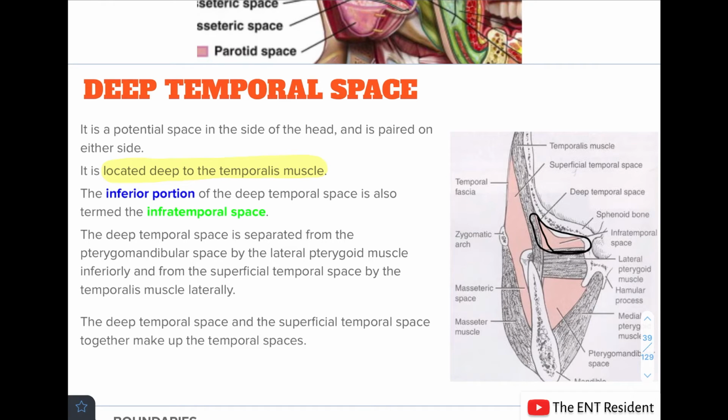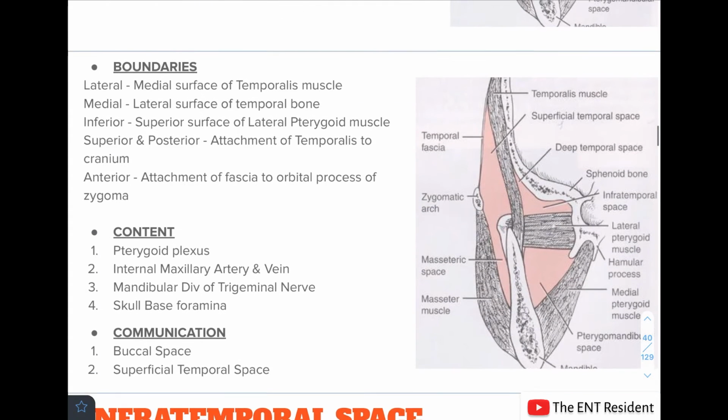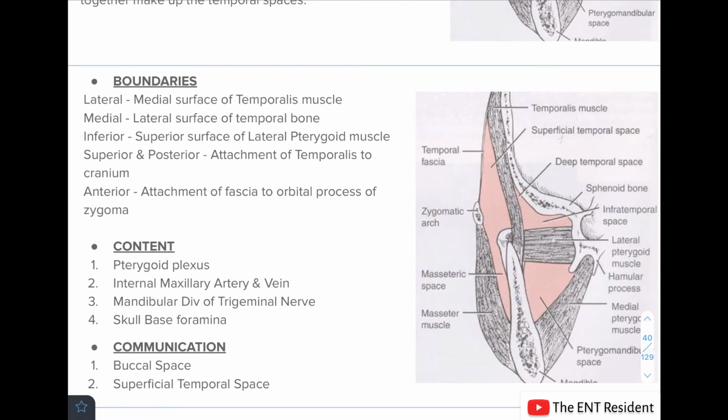The deep temporal space is separated from the pterygomandibular space by the lateral pterygoid muscle inferiorly, and from the superficial temporal space by the temporalis muscle laterally. So, the boundaries of the deep temporal space are: laterally lies the medial surface of the temporalis muscle, which is this. Medially lies the lateral surface of the temporal bone.